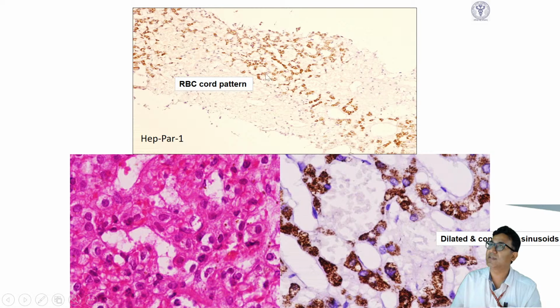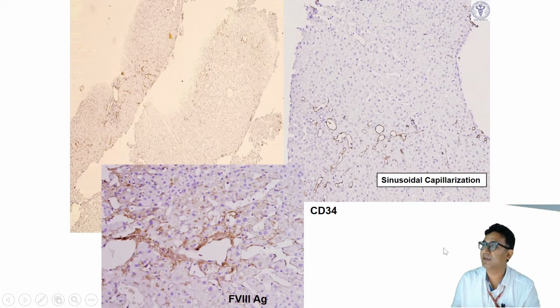This is H&E stain, just to show you. This is the central hemorrhagic necrosis. This is the central vein, and everything is very much dilated and congested, all sinusoids, and these are the compressed hepatocytes. Okay, so this is the very classical finding of acute Budd-Chiari.